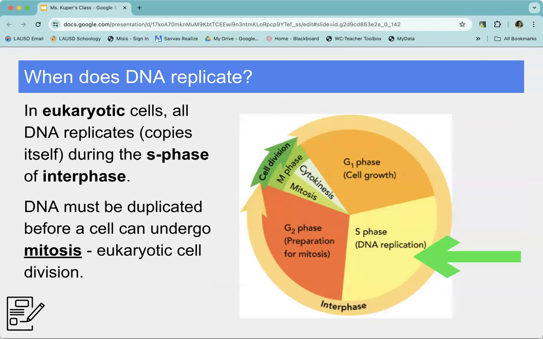So cells spend most of their time in interphase. There's a G1 phase with cell growth, an S phase with DNA replication, and a G2 phase, which is preparation for mitosis. Then there's a very short cell division phase where cells go through mitosis and cytokinesis. DNA must be duplicated before a cell can undergo mitosis, which is eukaryotic cell division. If there's no DNA replication or duplication, you can't have mitosis because you wouldn't end up with two identical cells.